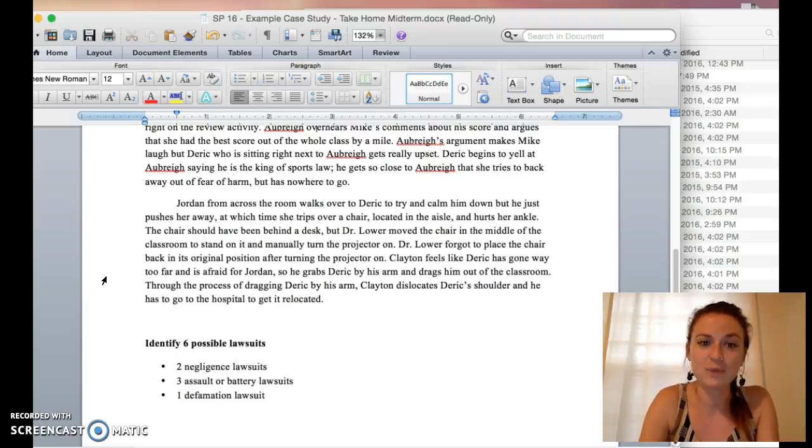The chair should have been behind a desk, but Dr. Lauer moved the chair in the middle of the classroom to stand on it and manually turn the projector on. Dr. Lauer forgot to place the chair back in its original position after turning the projector on.